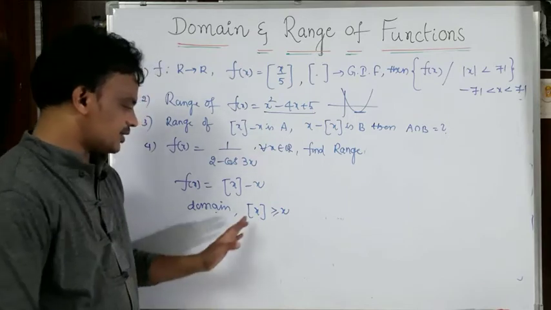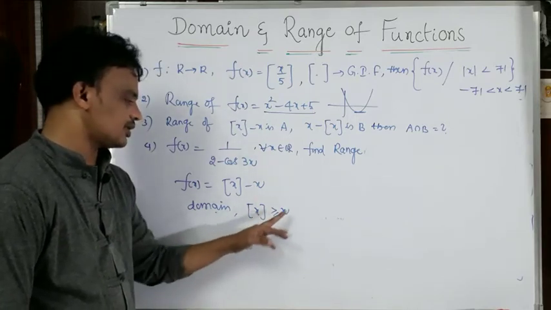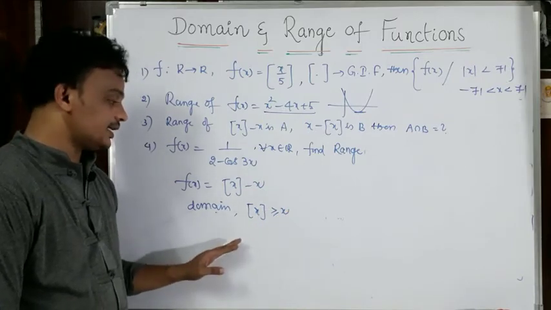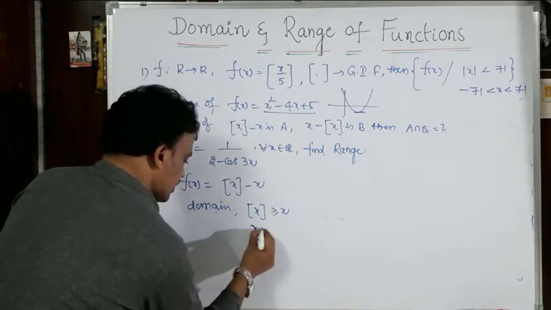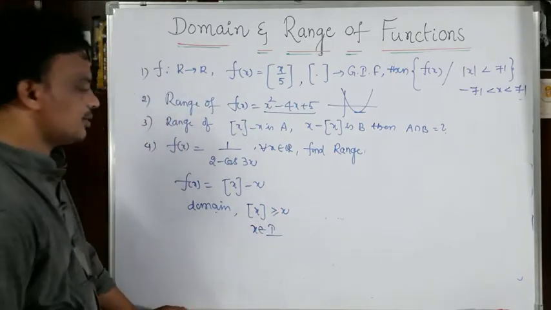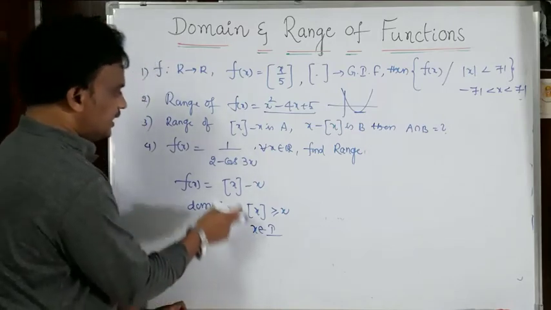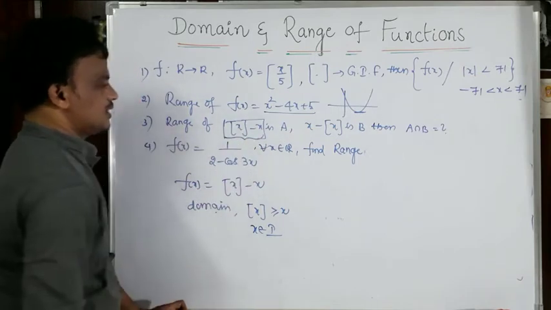Which values will satisfy? All the integers will satisfy, because the ceiling of an integer gives the same integer, greater than or equal to itself. What about non-integers? Non-integers we cannot satisfy. Only x belonging to the integers, that is the domain. So please observe: while taking an integer, what result does it give?